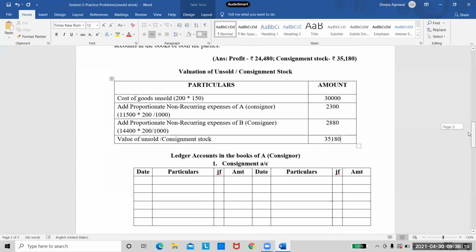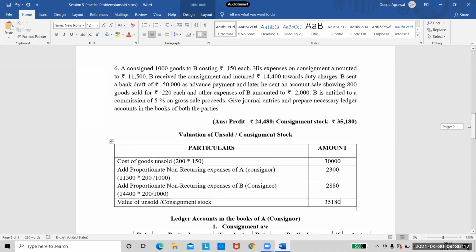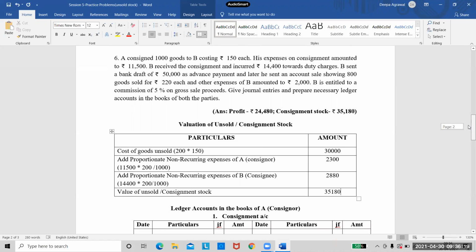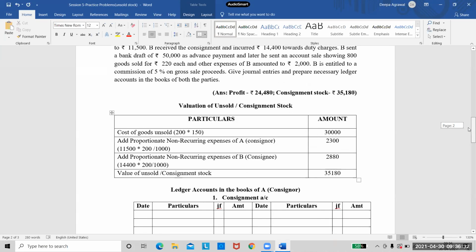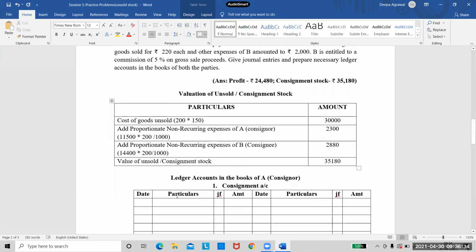So is the unsold stock part clear to everyone? Anyone has a doubt in this calculation? Let me know if you have a doubt. Otherwise, we'll proceed with the ledger accounts. So this was only additional thing in the problem. Otherwise, now all the other things are as usual what we do every day. Right? So now we'll start with the first consignment account.